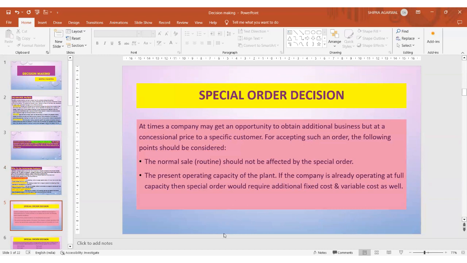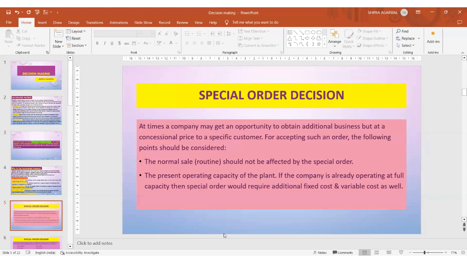Special order decision basically means when you get an additional business order to offer the product at a concessional price to a specific customer. In this case, you have to see that your normal routine sale is not disturbed by this. Your routine sale is going as it was previously going. You continue with it, right? And apart from your routine sale, there is an additional sales order that you have received. But with respect to that additional sales order, you must have the operating capacity.